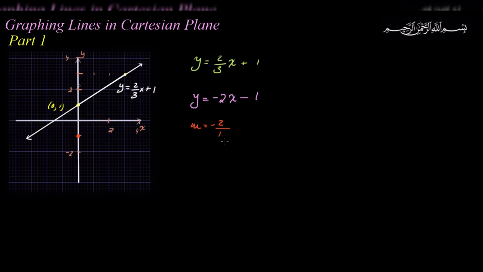So because it's changing y with changing x. Why is no changing x? Yes, there is. There's 2/1. There's always a 1 there, right? So the slope is -2/1.